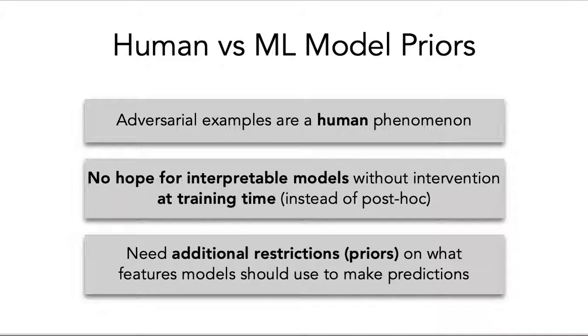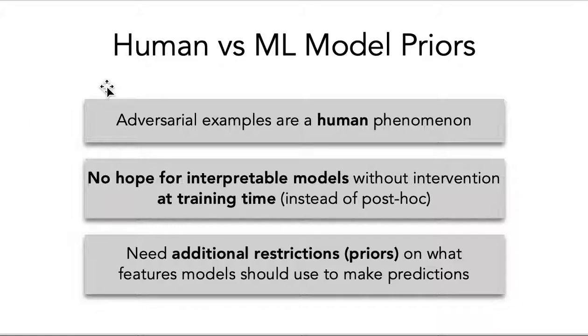In particular, you need additional restrictions, priors on what features your model should use to make a prediction. And this goes back to something well known in statistics: you have to do some feature selection. You have to think about what the right ways are to learn from given patterns. Which patterns are actually good to use, and which ones look tempting but are not the right thing, because they are misleading.